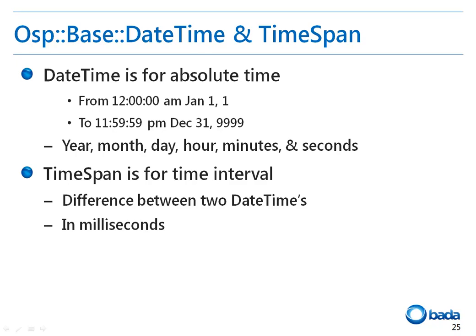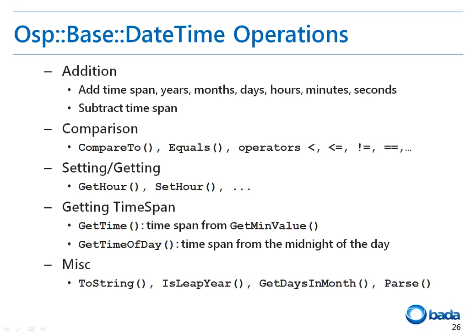The OSP base namespace provides the DateTime and TimeSpan classes. The DateTime class is used to represent the absolute time, and the TimeSpan class is used to represent the time difference between two time values. The value returned by the time span is in milliseconds. In the DateTime class, functions to add the time span, years, months, days, hours, minutes, and seconds are provided, and the functions and operators to compare the date time are also provided. Additionally, functions to set or get each of the properties are provided.